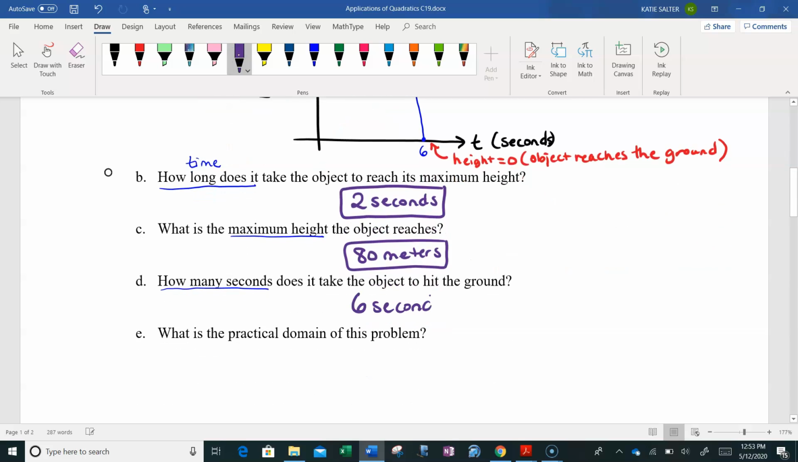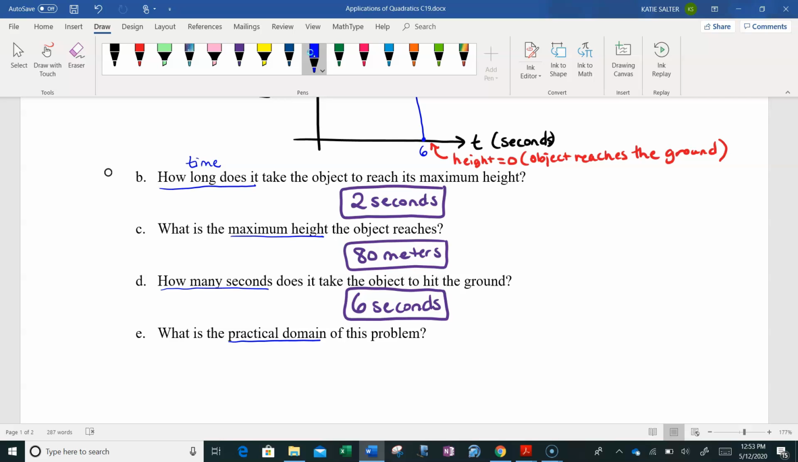And this is a really good question, and you're not going to have this question in your Delta Math assignment, but it says, what is the practical domain of the problem? Well, we talked about in yesterday's lesson, or sorry, Tuesday's lesson, that the domain of a quadratic is all real numbers. But now we're talking about the practical domain of this problem.